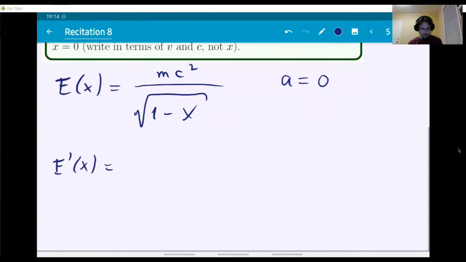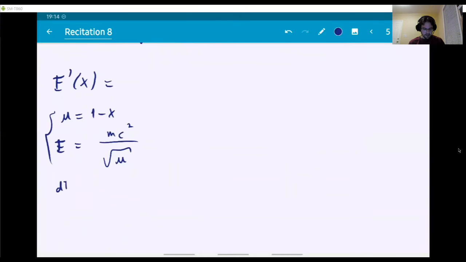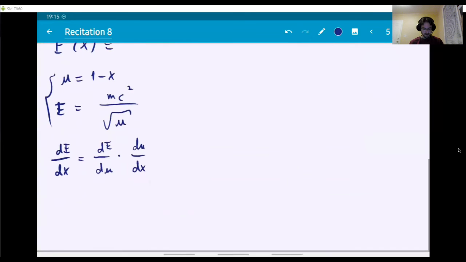Well, let's do chain rule here once again, because you have functions of functions, 1 minus x, and then root. So you could say, for example, u is 1 minus x, and the function E in terms of u is mc squared over root u. As a function of u, once again, m and c are just constants. So E prime of x, dE dx, by the chain rule is dE du times du dx. Du dx is very easy to find. That is just minus 1, because u is 1 minus x.